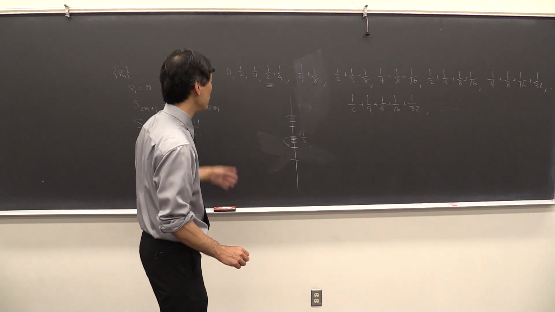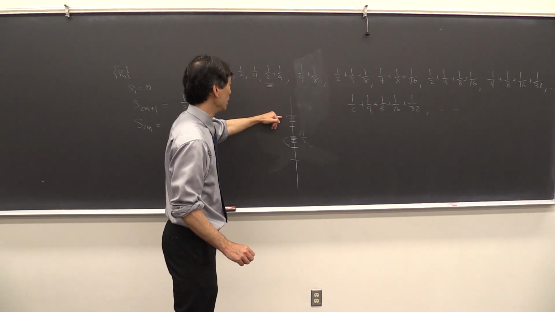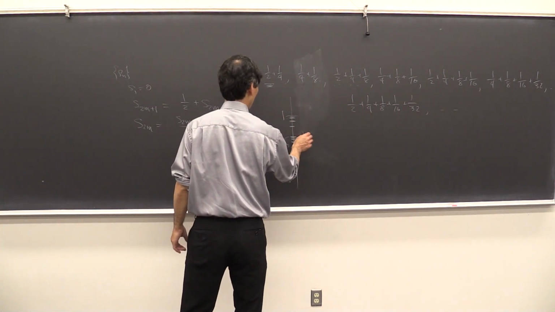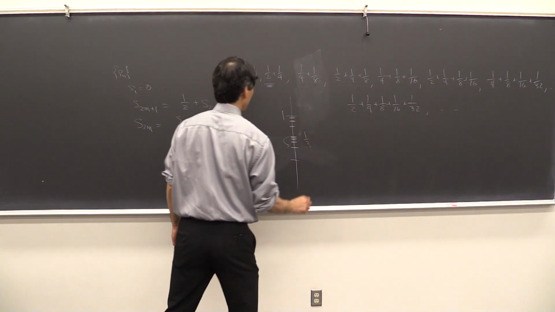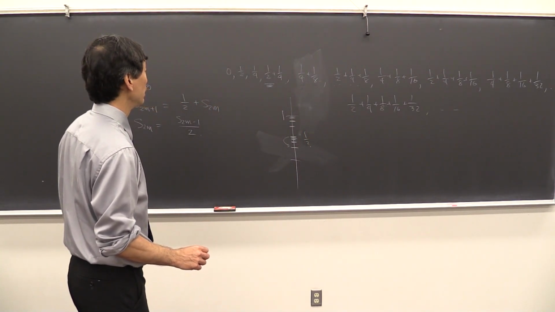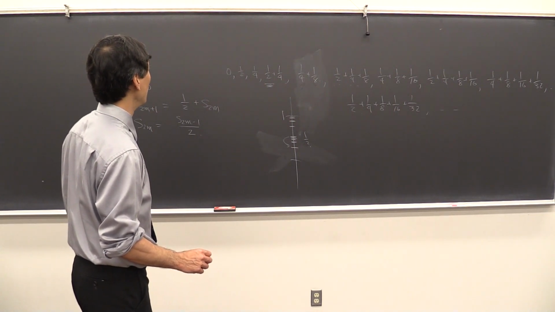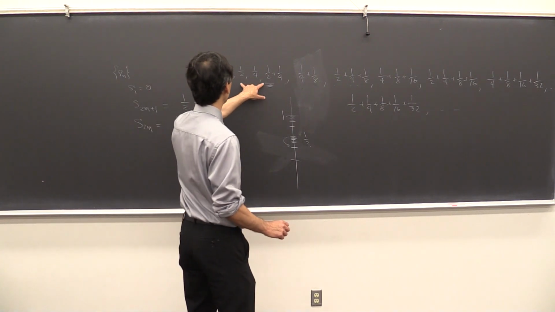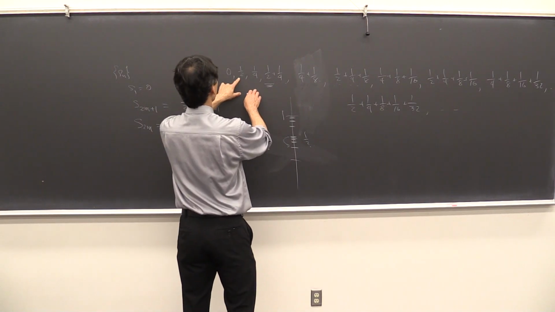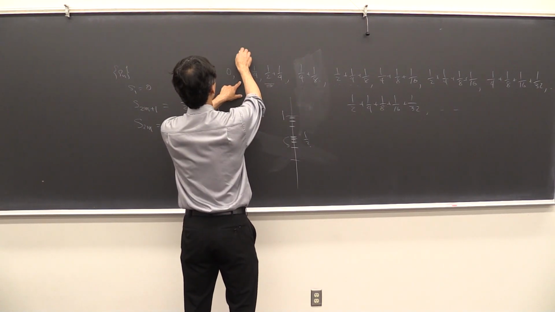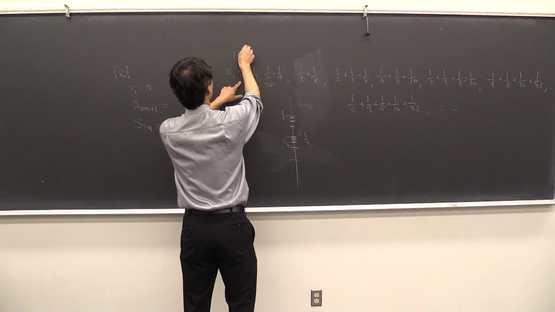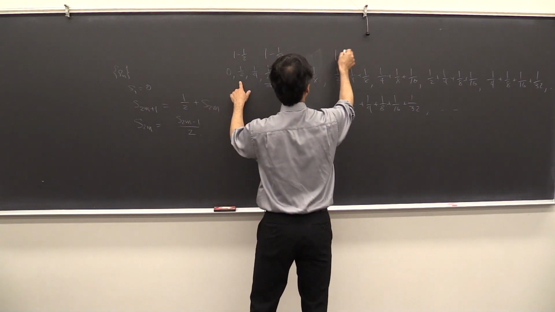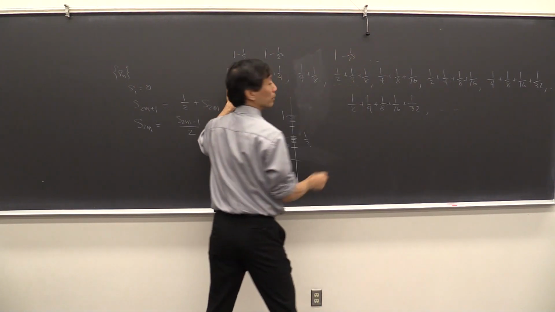And so you see what's happening. The upper limit is going to be 1, and the lower limit is going to be a half. What you see is that these terms are 1 minus 1 over 2 to the n. This is 1 minus 1 over 2 squared. This is 1 minus 1 over 2 cubed, and so on and so forth.